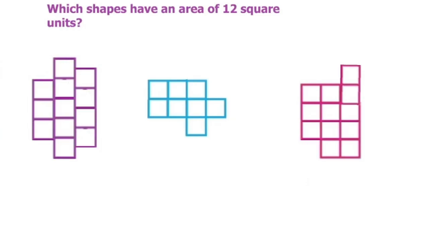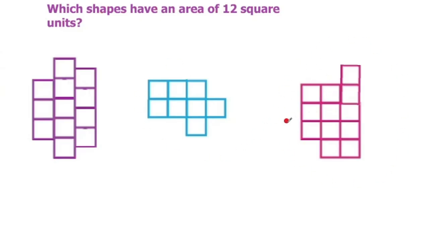This is a quick video on understanding area. So it's going to be very simple and you'll be able to understand it going forward. So we have a problem like this that says which shapes have an area of 12 square units. And we have these different types of shapes here.